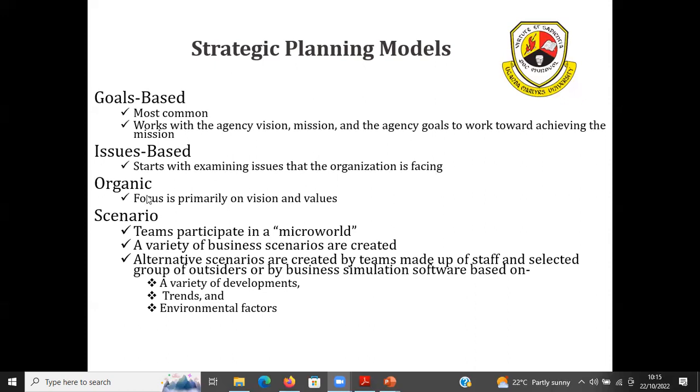Strategic planning models should be organic, meaning their roots are within the vision and mission statements, the values of the organization. So it's organic in nature. Therefore, even the ICT strategy should be rooted in the organization's mission and vision statements. It really should be organic in nature.